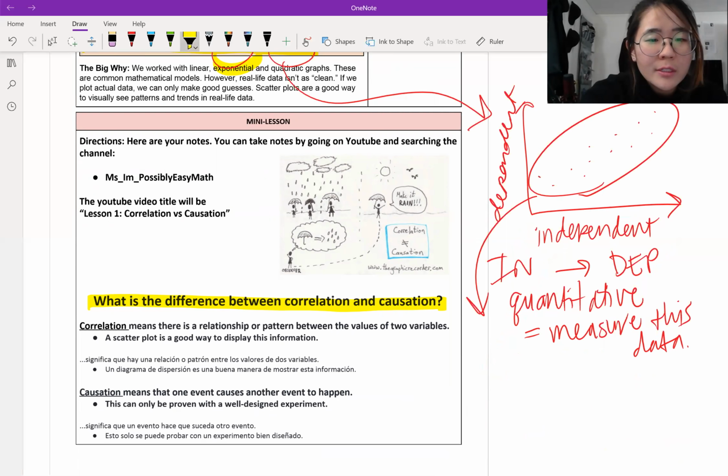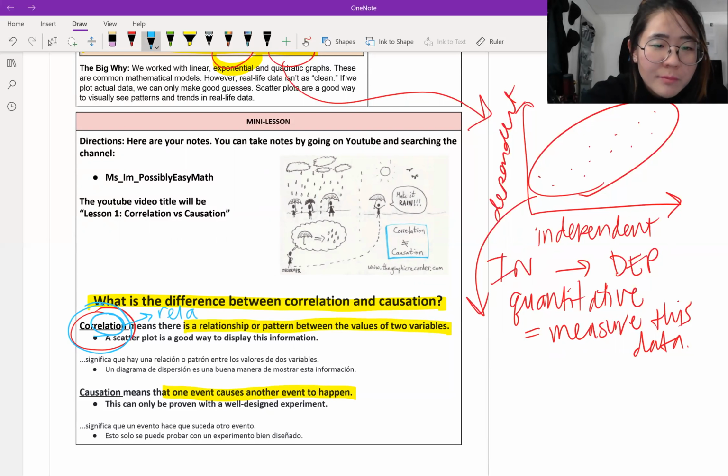So I want you guys to read this with me. Correlation means there is a relationship or pattern between two variables. So there is a relationship between the independent and the dependent variable. Causation means one event causes another event to happen. Now, when you think about correlation, and I'm going to write this in blue, so make sure you circle correlation. Notice how there's the word relation in there. So whenever you think about correlation, I want you to think about relationship.